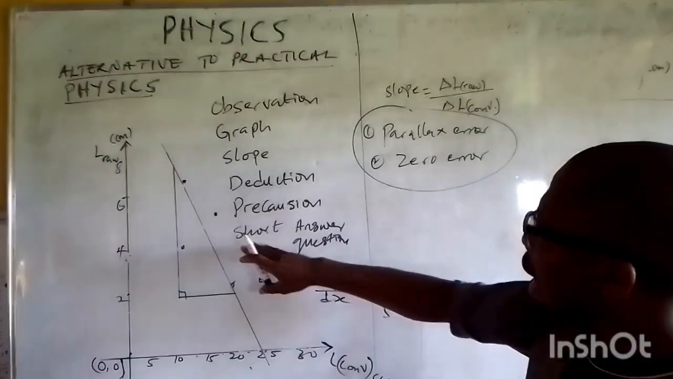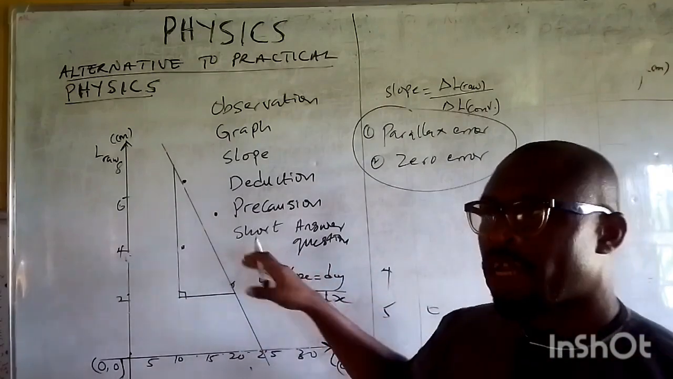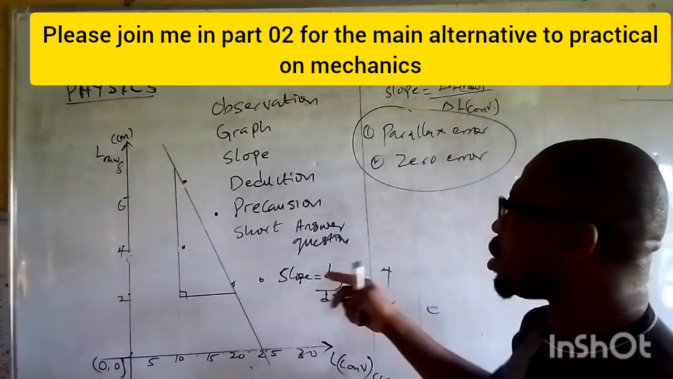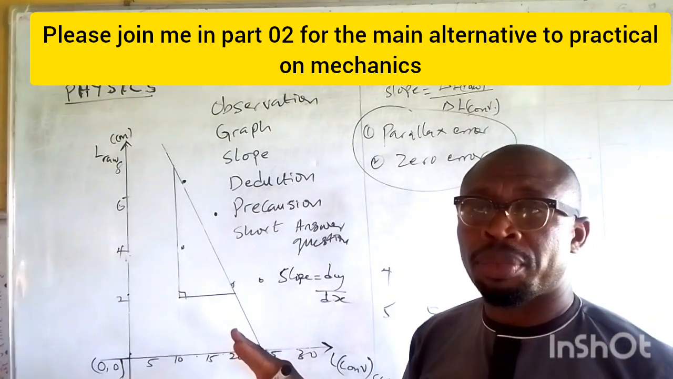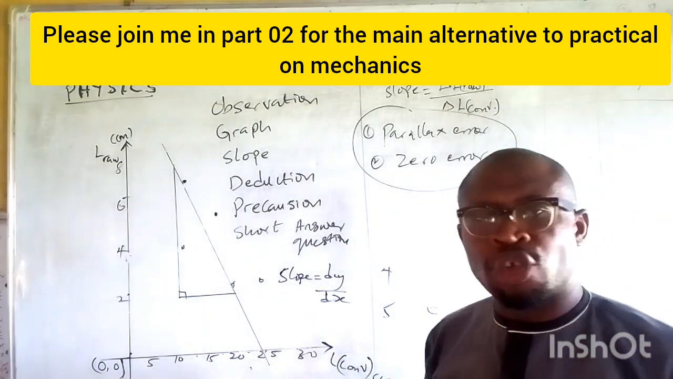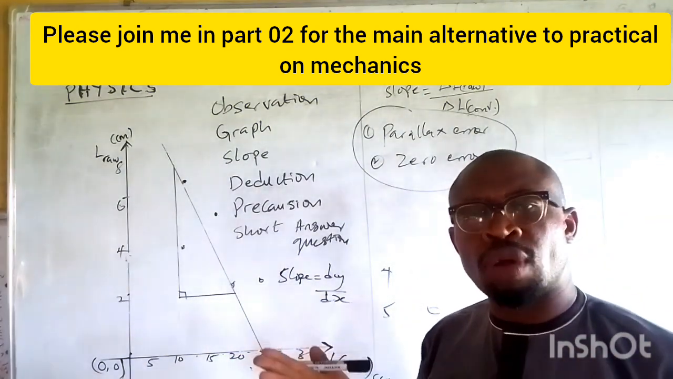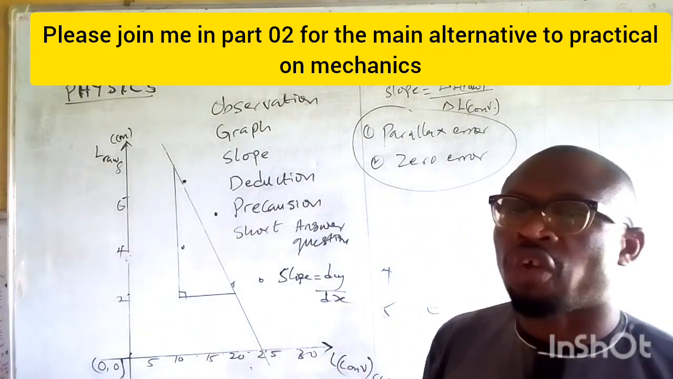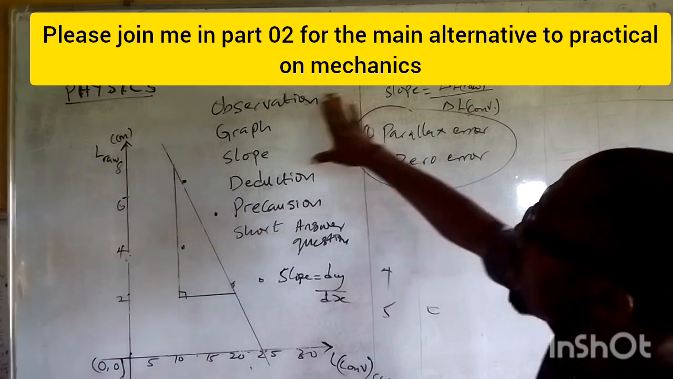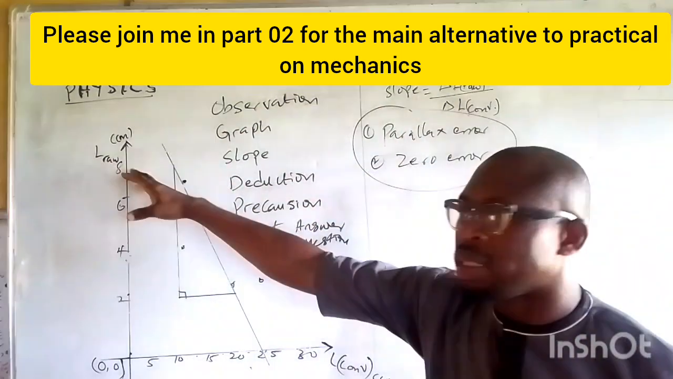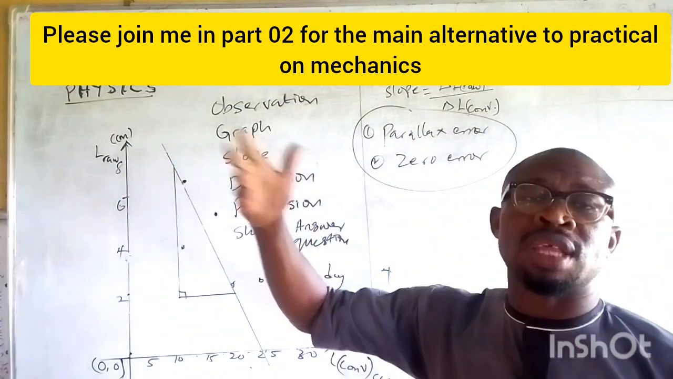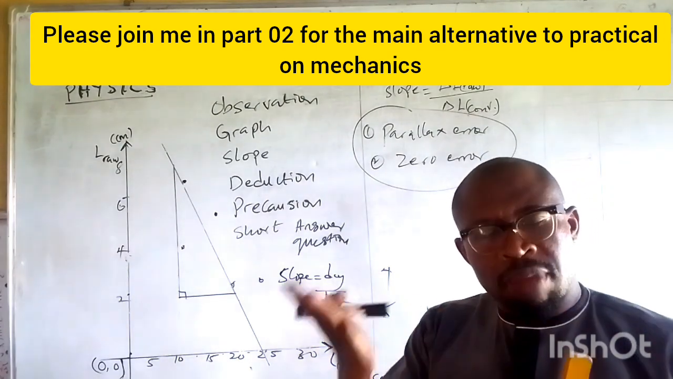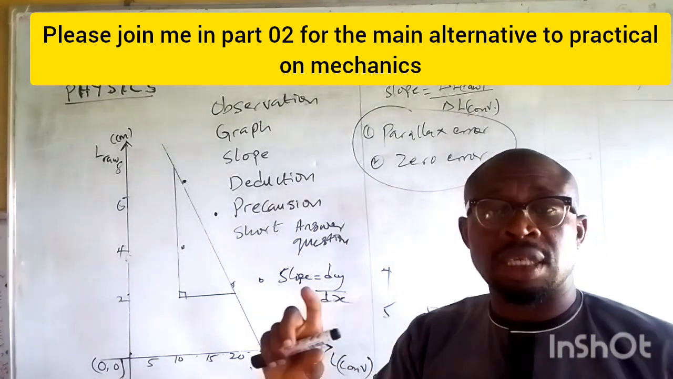Now, the last but not the least, the short answer question. Those short answer questions are very simple. Highest 2 marks. You should be able to answer them, or maybe three marks as the case may be. They might ask you, for example, if you are dealing with elasticity, they might ask you to state Hooke's law. Please be able to state that Hooke's law and state it correctly.